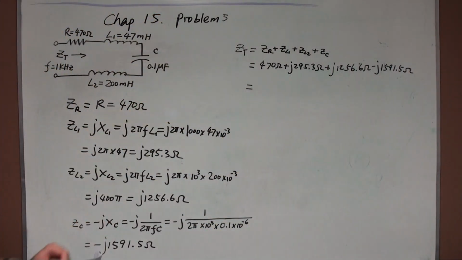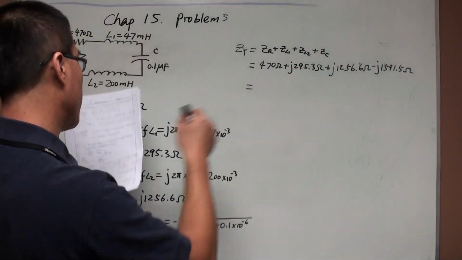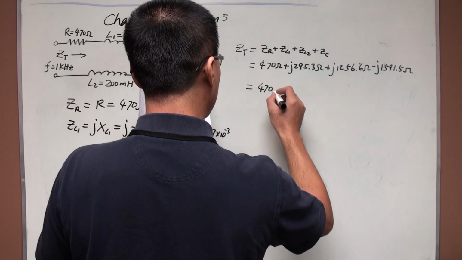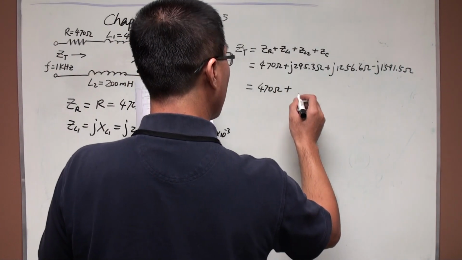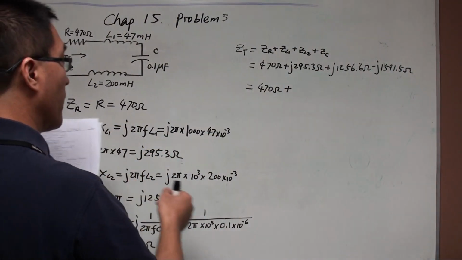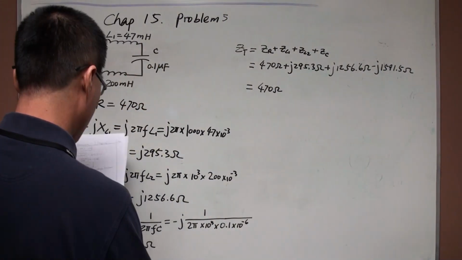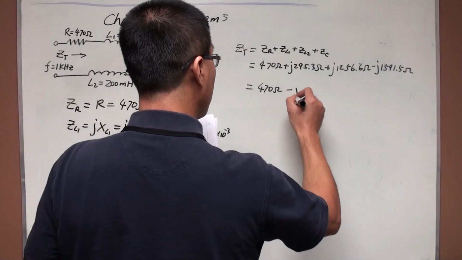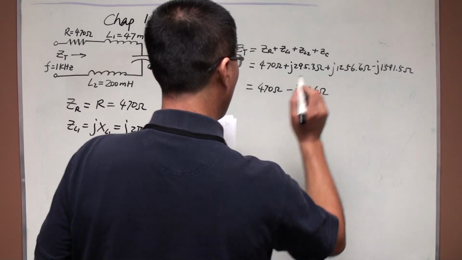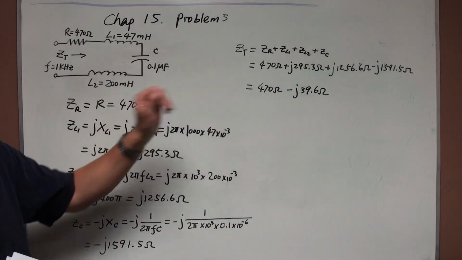So you just combine all those three j items together. So we have 470 ohms plus, actually it's minus j39.6 ohms. So that will be the total impedance in rectangular form.